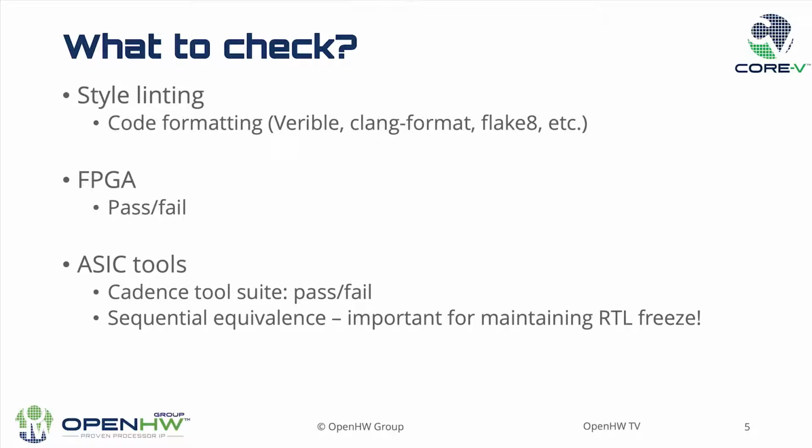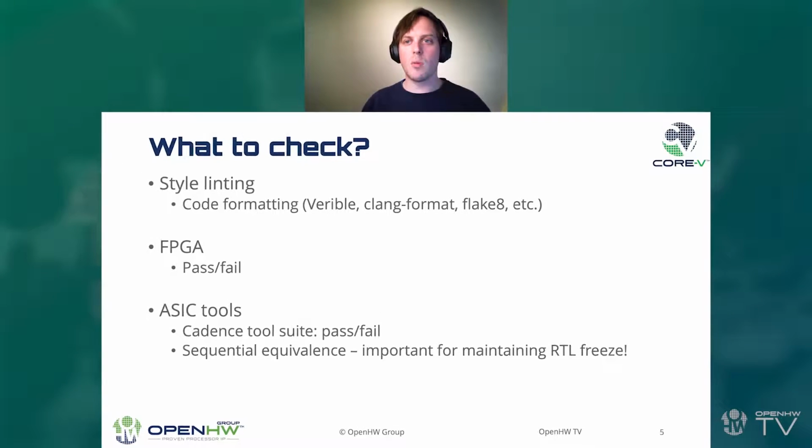On the one hand, we have style linting. Style linting is really meant to embrace a consistent style across the different open hardware repositories so that every contributor and committer feels at home with the different styles. We use Verible for style linting of SystemVerilog, Clang-Format for C and C++ files, as well as Flake8 for Python.